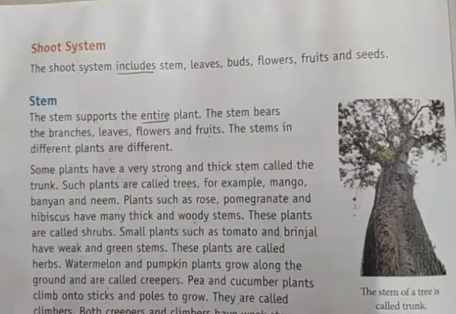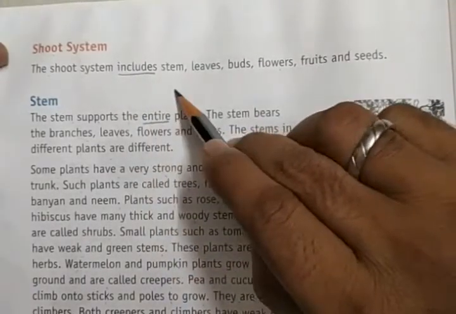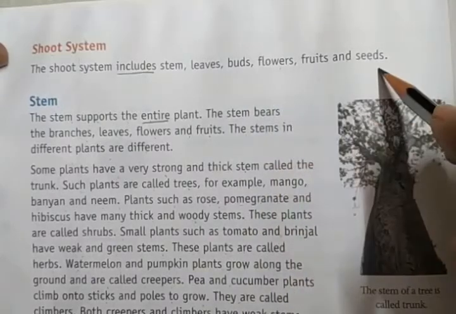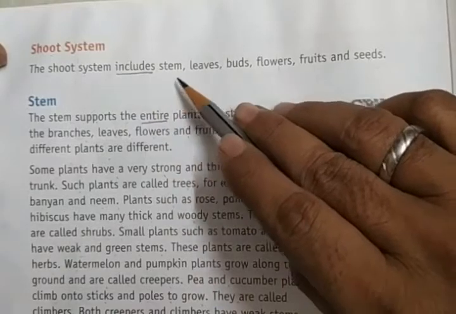Now let us discuss shoots of the plant, shoot system of the plant. The part of the plant you see above the ground is called shoot system. The shoot system includes stem, leaf, buds, flowers, fruits and seeds. Okay, the shoot system includes stem.